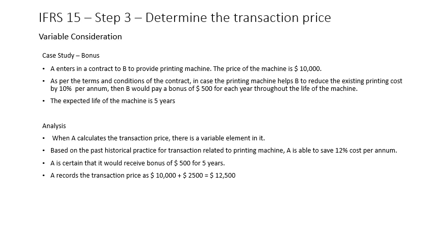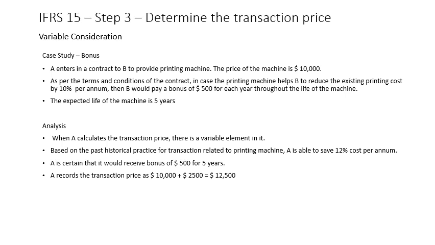Let's look at another case study related to bonus. A enters into a contract with B to provide a printing machine. The price of the machine is $10,000. As per the terms and conditions of the contract, in case the printing machine helps B to reduce the existing printing cost by 10% per annum, then B would pay a bonus of $500 for each year throughout the life of the machine. The expected life of the machine is 5 years.